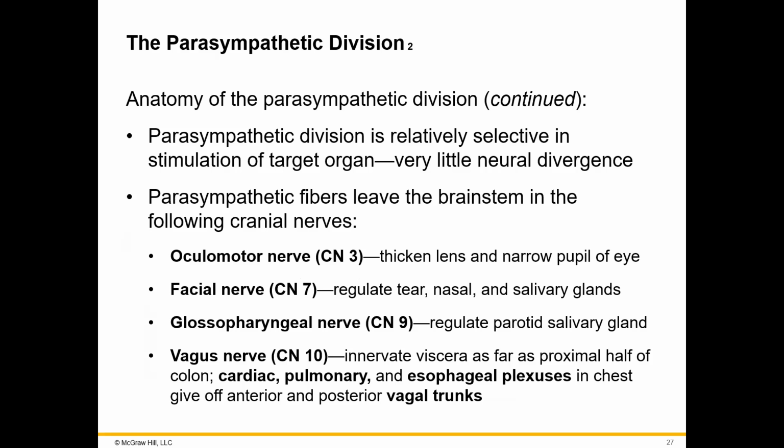Visceral. That's what we're doing in this lecture. Facial nerve: it goes from the brainstem to the tear, nasal, and salivary glands. You see, that's visceral. Then glossopharyngeal, they go from the brainstem and they regulate the parotid gland. You see, they target soft tissue, all of them. The vagus nerve innervates the viscera as far as the proximal half of the colon, cardiac, pulmonary, esophageal plexus. You see, all of it, viscera, from brainstem to viscera.